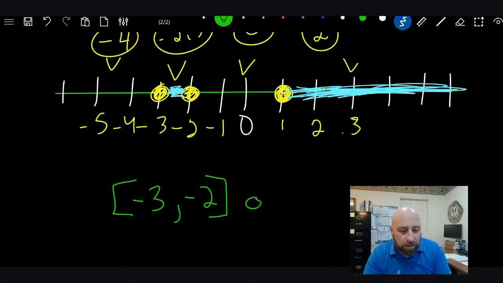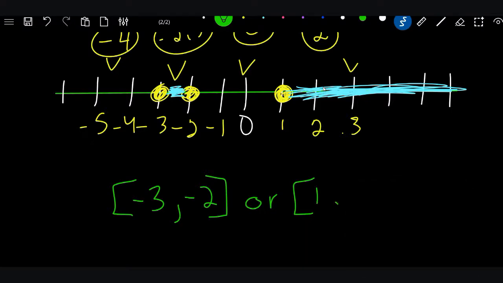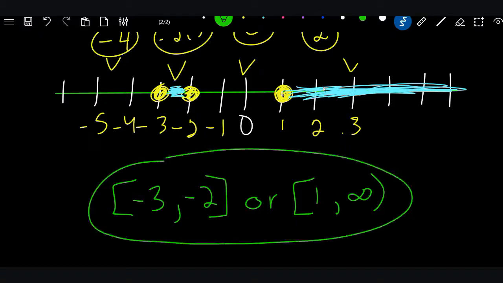And then I would probably write the word or, maybe, or just write nothing. I don't really care what you write there. Or, and then again, we're included at 1, and then until infinity, because that goes forever, and we can't include infinity, so that would get a parenthesis. So bracket included, parenthesis not included. And so this would be the interval notation answer for that one. Graphing answer, interval notation answer. Okay? Woo, that was fun, right?